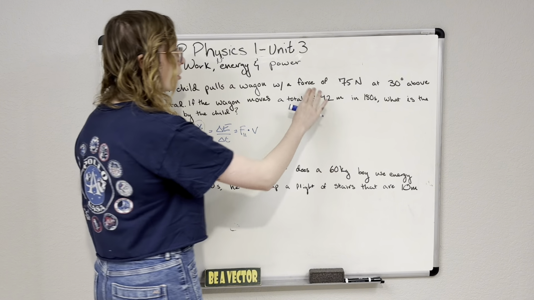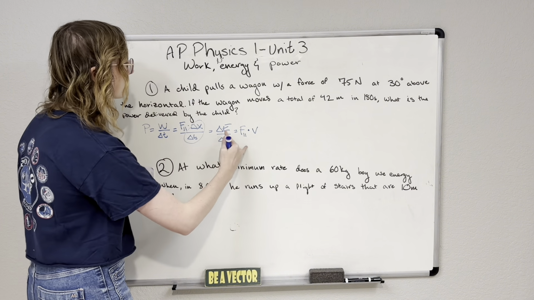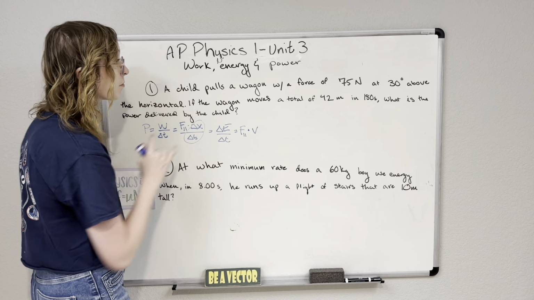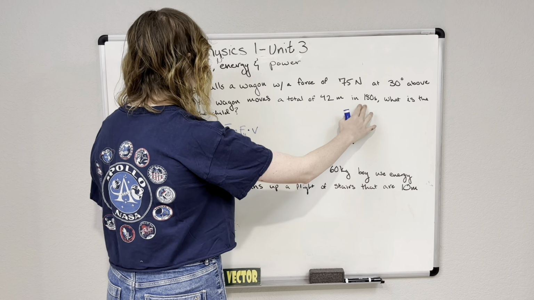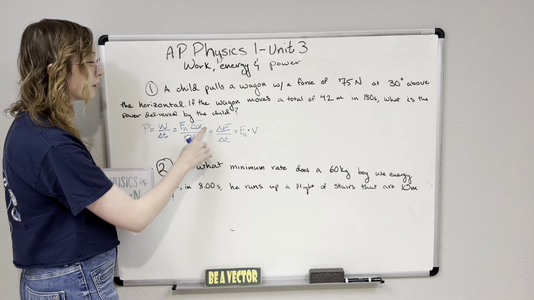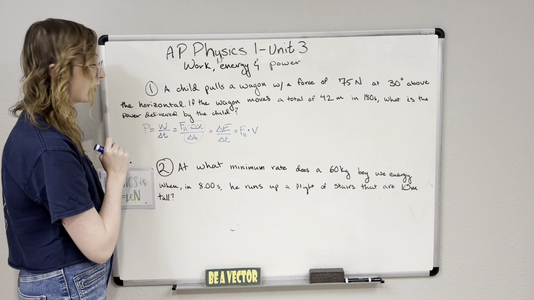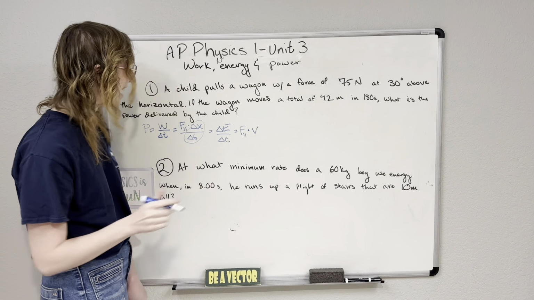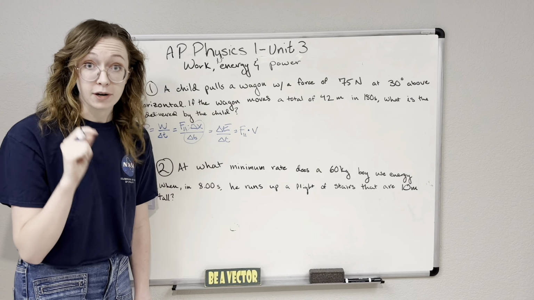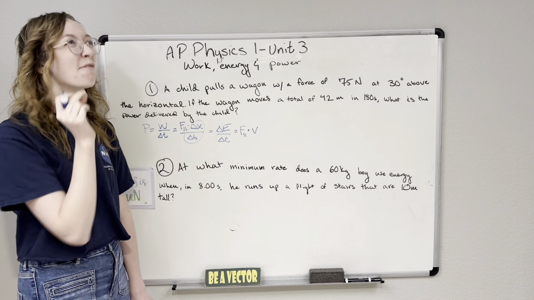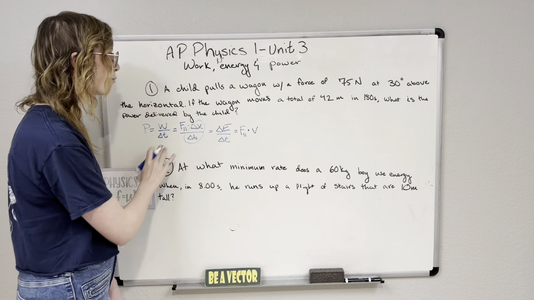We're given a force, so that's a good indication that we're probably going to want to use one of these 2. And then we're given that we're moving a total of 42 meters in 180 seconds. That's every value that we need for this little equation right there. So this is the one that we're going to be using today. A quick note: it's only the parallel component of force, the component of force that is parallel to our movement, that contributes to our work and therefore our power.